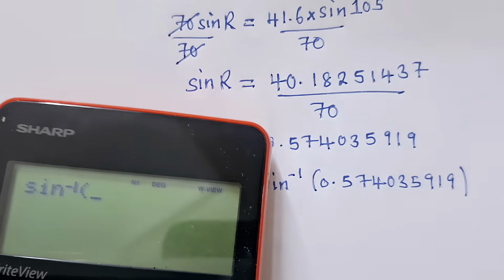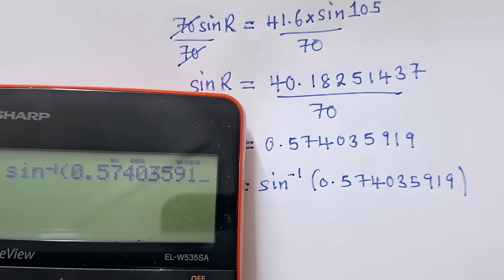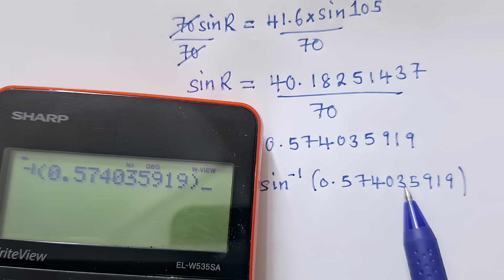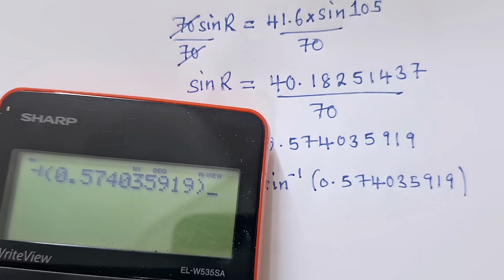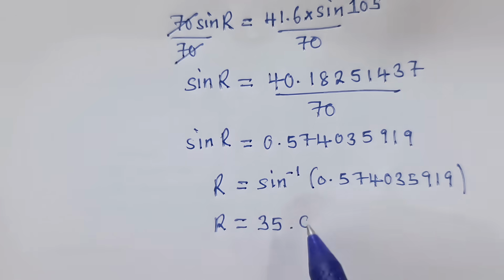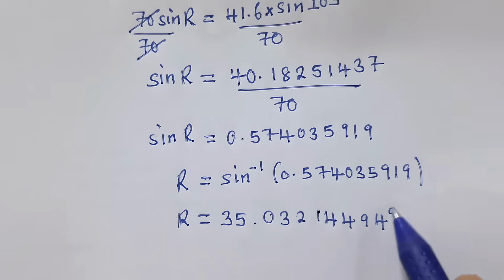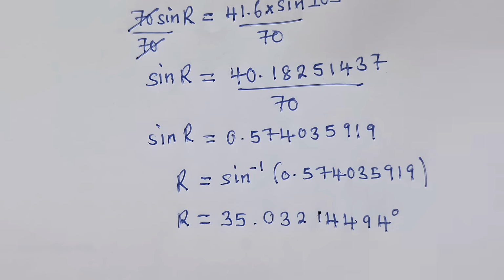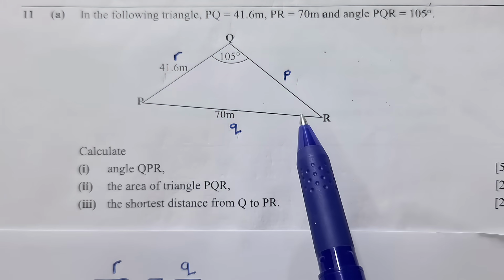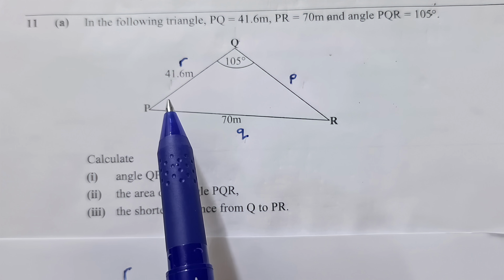So sine power negative 1, you say open bracket, you punch 0.574035919 and close. So when you do that, you punch, it automatically brings the answer. So the value of R is equal to 35.014494. And I guess this is what you're getting. You even say degrees. We're not going to round it off because you are not done yet. What we found here, if you're following nicely, is an angle which is supposed to be here. But the question here wants us to find the angle which is here. We've found this angle. Now, what about this angle?